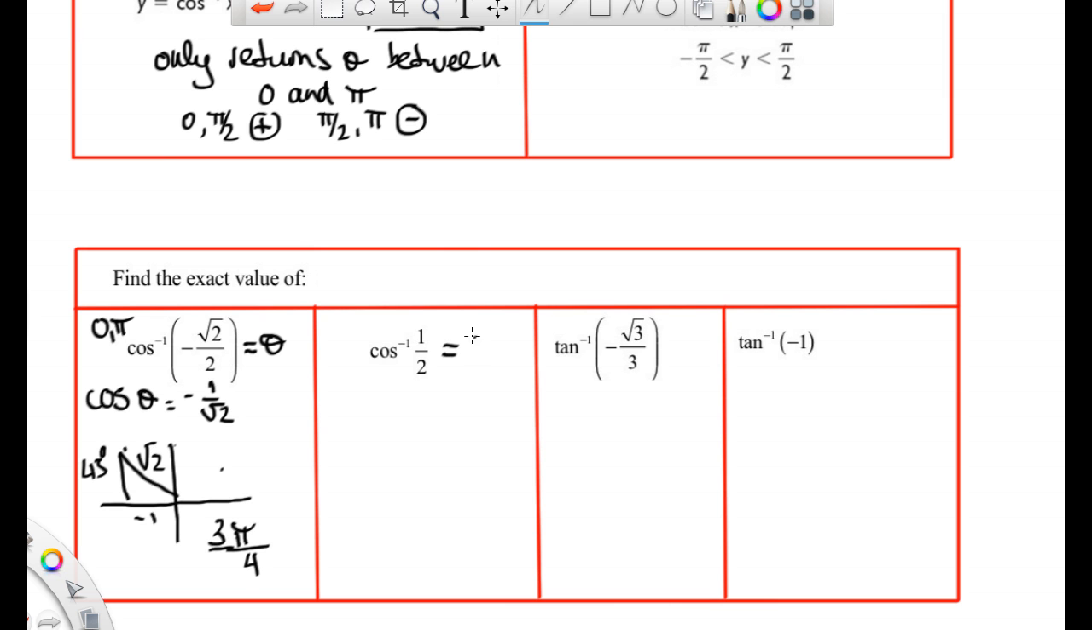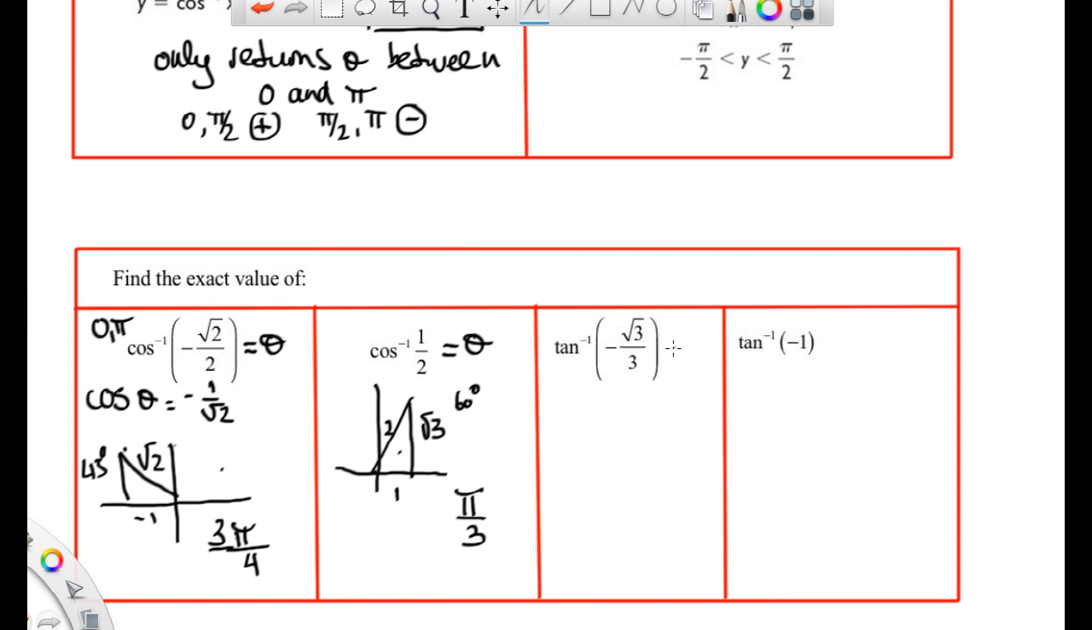That's a positive cosine, so I should be between 0 and pi over 2. So the picture puts me in quadrant 1. So the adjacent side is 1, hypotenuse is 2. That puts the square root of 3 over here. That's a 60-degree angle. So this is pi over 3.